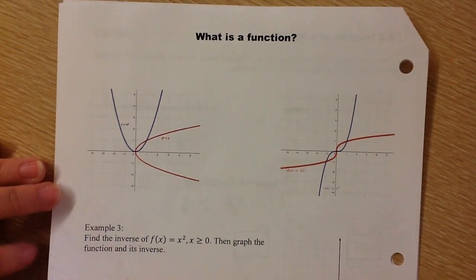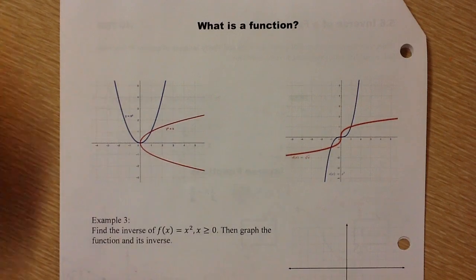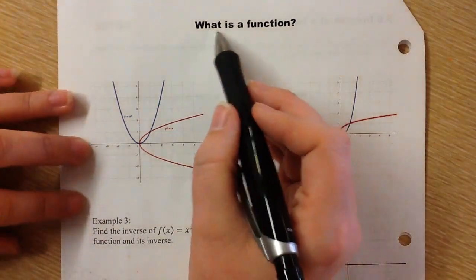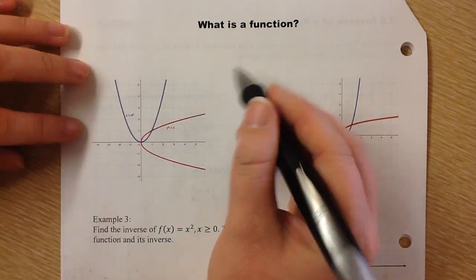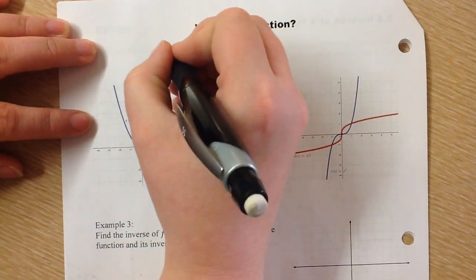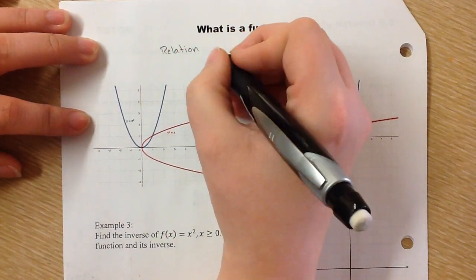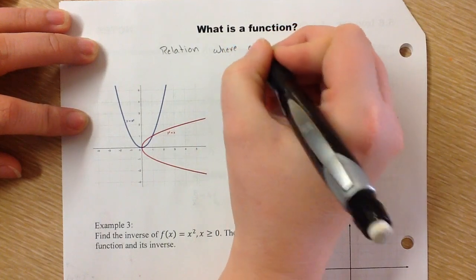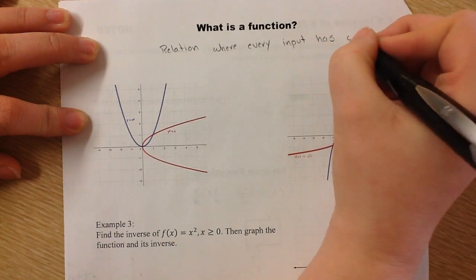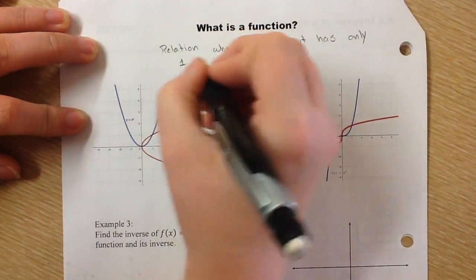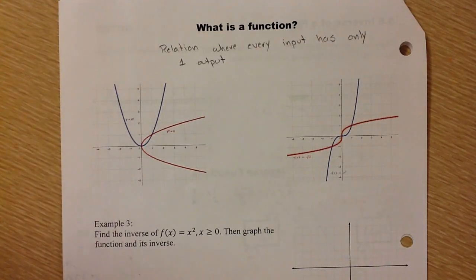Okay, we are on to 5.6, part 2, basically just the last half of our notes here. We have to go back to this idea of what a function is. If you remember, the definition of a function is a relation, a way of relating x to y, a relation where every input has only one output. So every input can get you only one output.